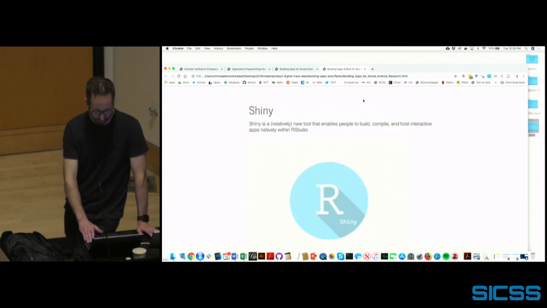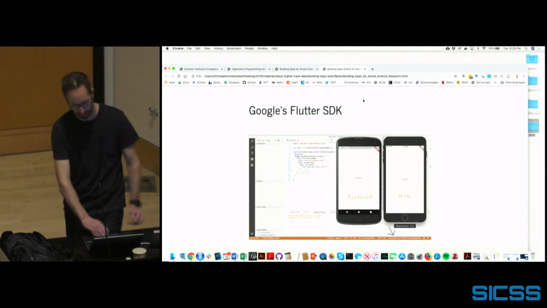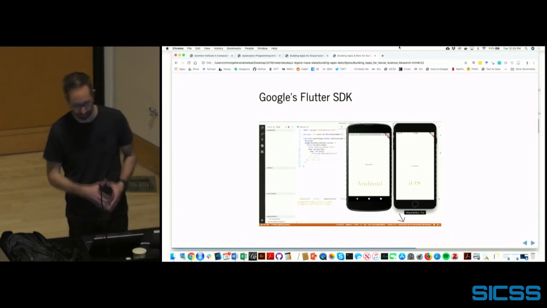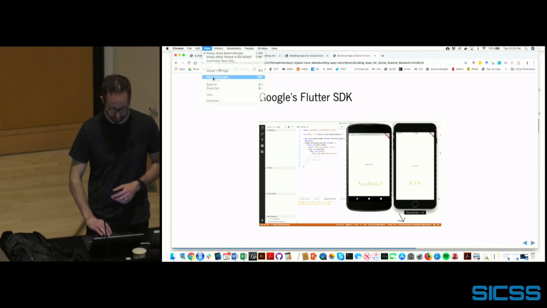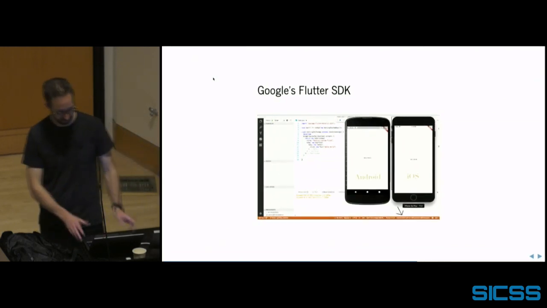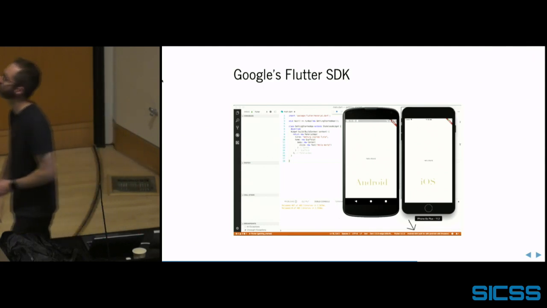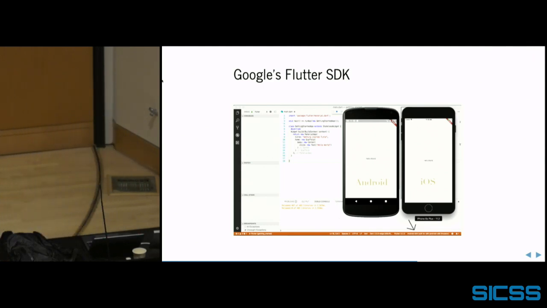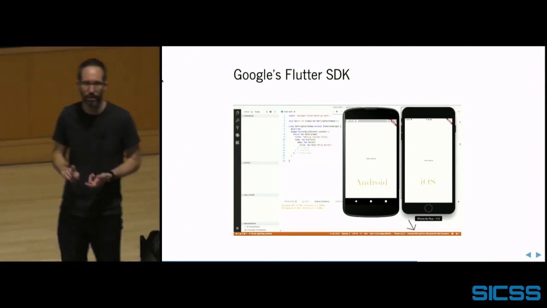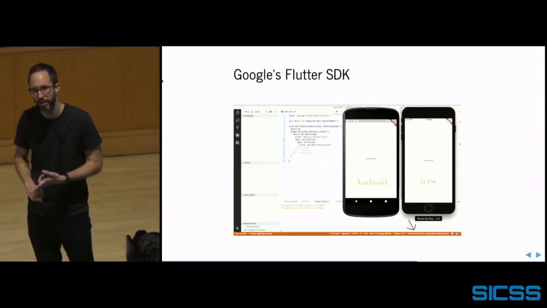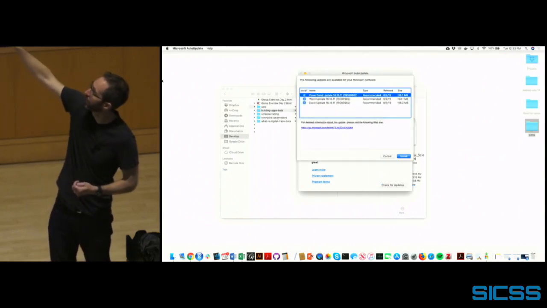So finally, I'm just going to briefly talk about bots. Sorry, I also want to talk about one more thing before we talk about bots, and that is another really neat new tool. Just like Shiny is trying to make it easier for people to build apps, Google has produced a really neat tool called Flutter. Flutter is a new development tool that can simultaneously build apps in iOS, in Android, and a web-based version. So basically, there's one development environment.